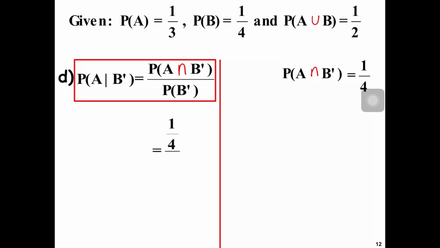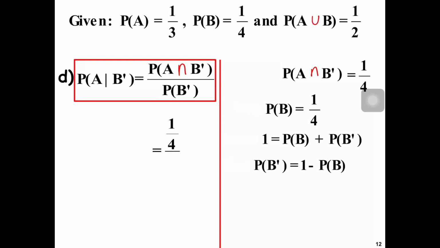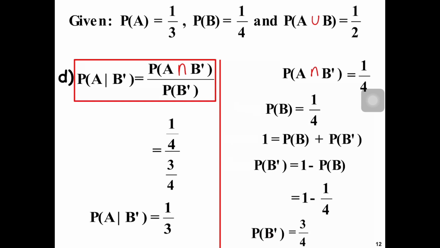So your probability B complement from probability B equals 1/4. Know that probability B plus probability B complement is equal to 1. Therefore, probability B complement is equal to 1 minus probability B. That is 1 minus 1/4, you will get 3/4. So substitute it inside, calculate it, and you will get probability A given B complement equals 1/3.